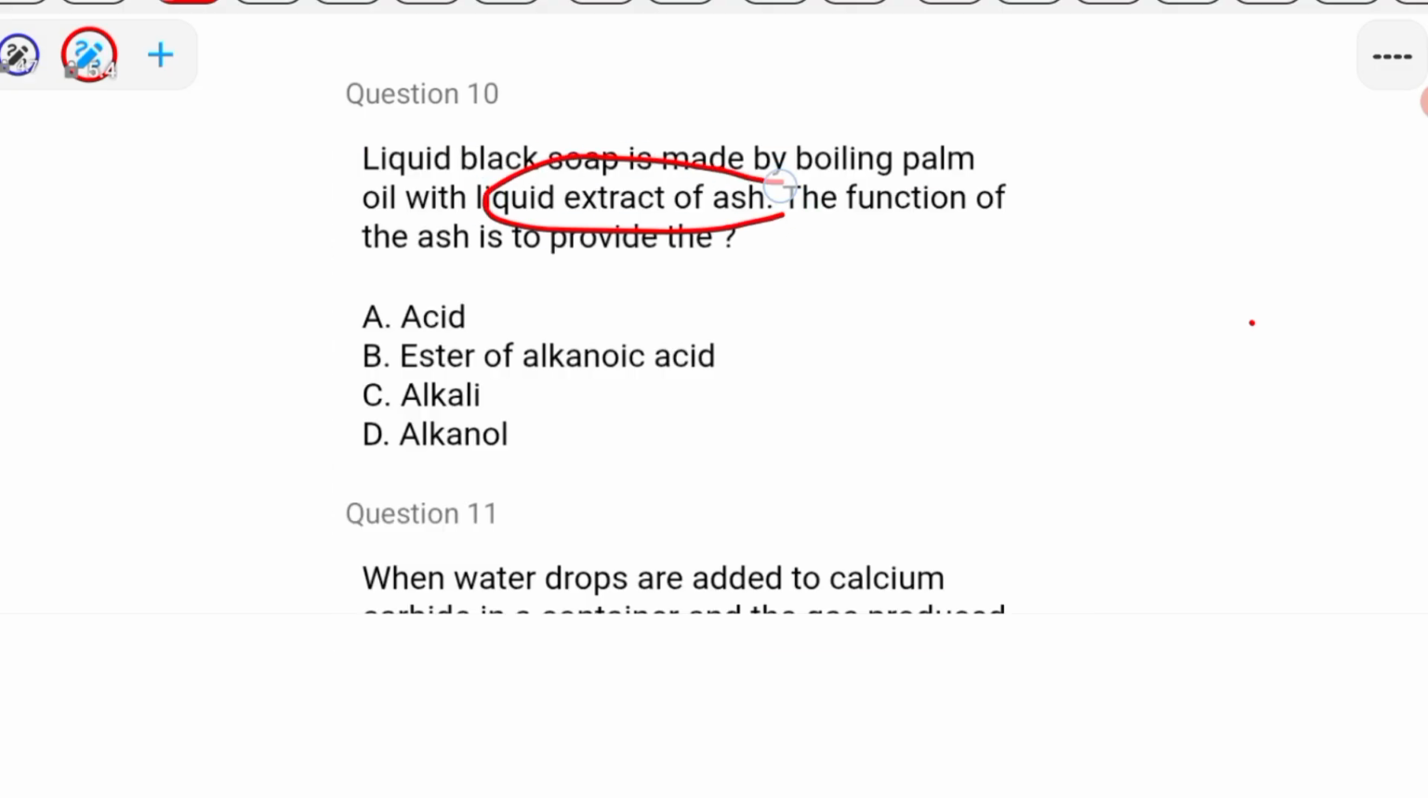So this liquid ash here will act as a base to help in the hydrolysis of the palm oil. And when this process happens, it will form two products, which are soap and glycerol. The reason liquid extract of ash is added is so that it can act as a base or an alkali to help in the hydrolysis of the palm oil. So the answer is alkali or base.